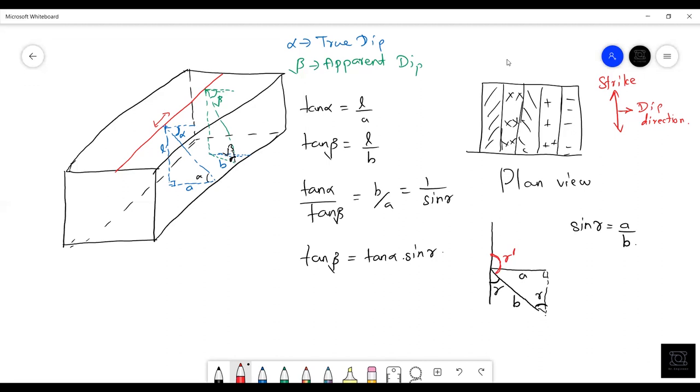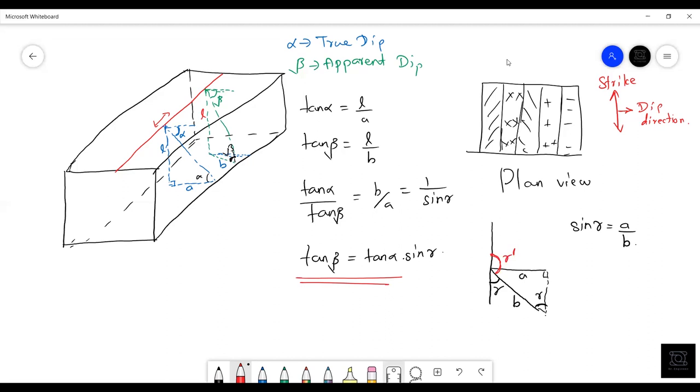You have to properly understand how the equation comes and how it is derived. In the derivation, whatever the angle you are rotating, wherever the apparent dip is, this height L is common. So here also L, here also L. Using that L, we are obtaining this expression. So you know what is true dip, what is apparent dip, and what is the strike, and you know what is the dip direction and the dip angle. These things are important to go to the next question.